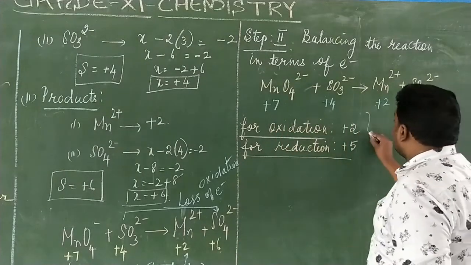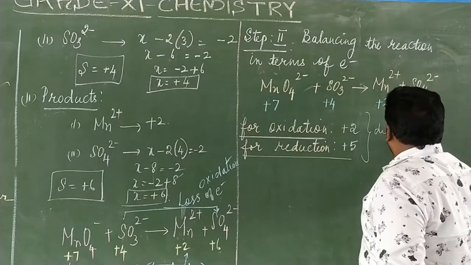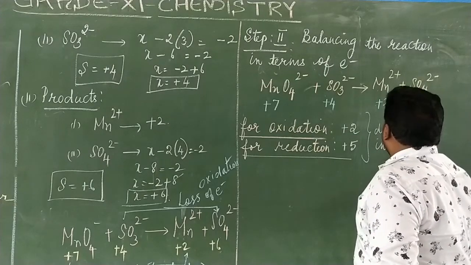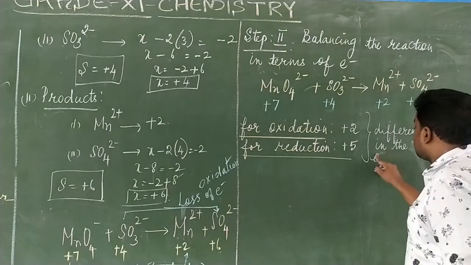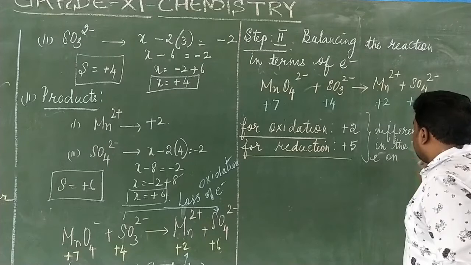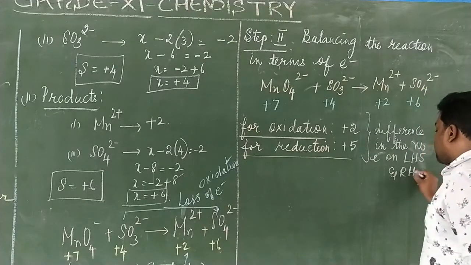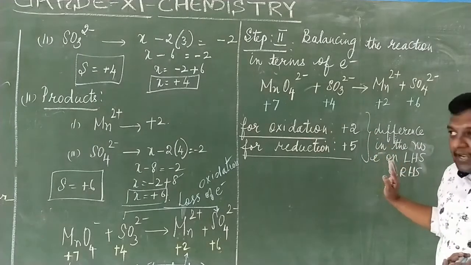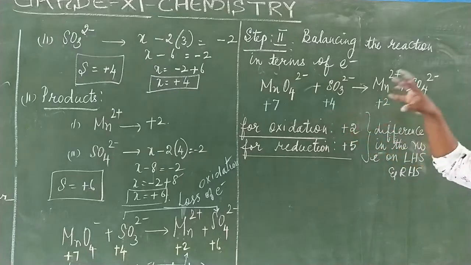So what is this written? This is nothing but the difference in the number of electrons on the LHS and RHS, both sides. The difference in the electrons has been done. Now from this we can identify it is not balanced. The rule is that the number of electrons lost in oxidation should be equal to the number gained in reduction.